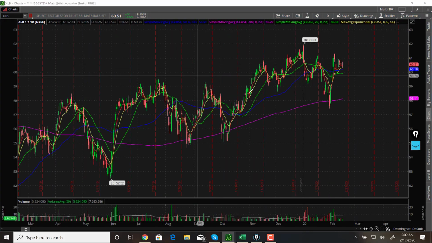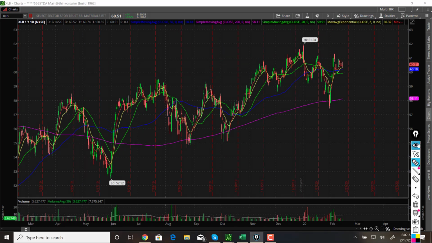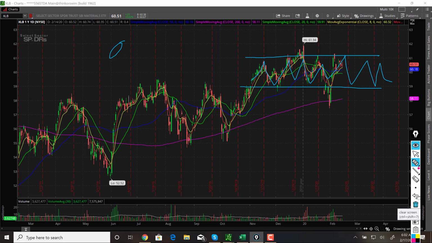Materials. This looks like a 0. Give it a 0, and the reason it's 0 is because there's resistance here, and it looks like resistance here. So I'm thinking it may just bounce in between here. And another reason I think that, so I might find an iron condor in this sector, that'll be nice.